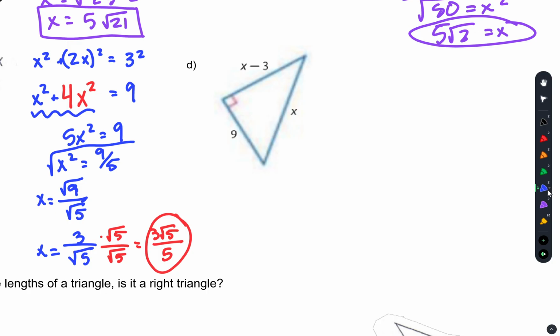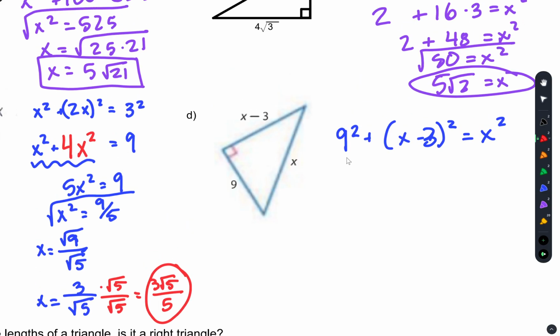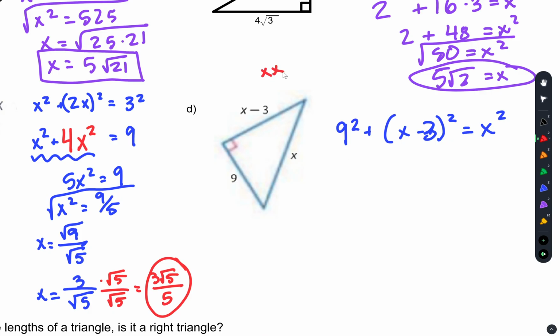Lastly, for letter D, we're doing the same exact thing. We're going to go ahead and start with our Pythagorean theorem, 9 squared plus, in parentheses, x minus 3 squared equals x squared. I'm going to give us another angry face over here to remind us that when we do x minus 3 quantity squared, we cannot change that into x squared plus 9. We have to instead expand that into 2 binomials and FOIL.